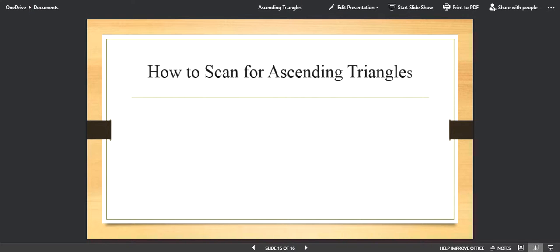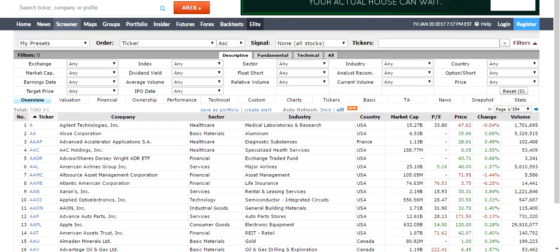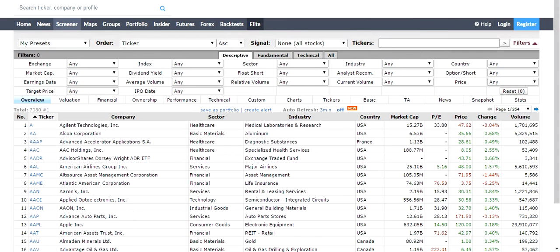How to scan for ascending triangles. We've gone over this before, but I wanted to review it. So if you go ahead and go to finviz.com, one of my favorite scanners, it's free to use. You can purchase their Elite, but in my opinion, you don't need to. Just use their free scanner. You're going to go under Screener, which is over here on the left. You hit Screener, it'll pull up this for you.